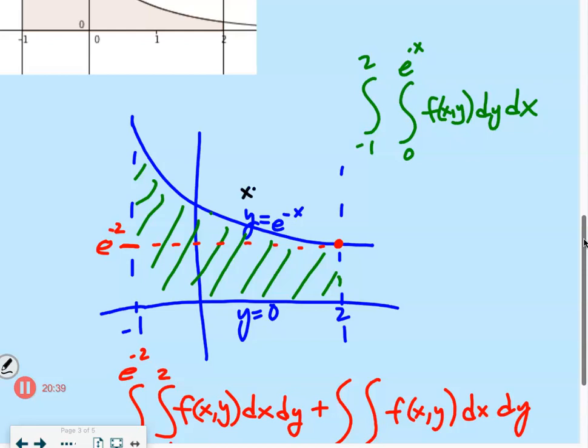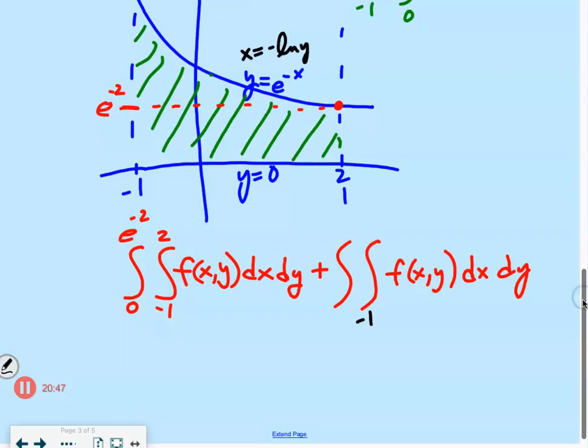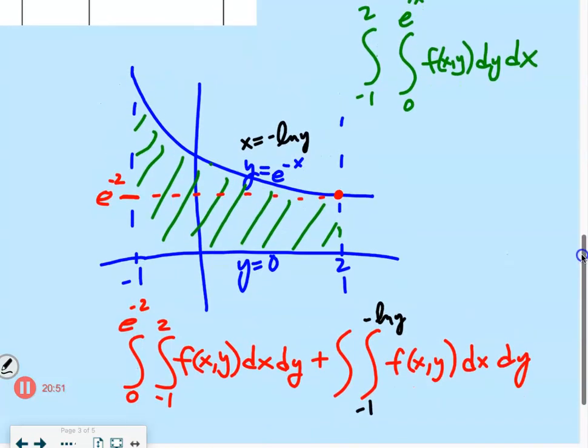So I solve for x. I get x equals -ln y, and that's going to be my new other boundary. So -ln y. All right. For that part of the graph, what's the lower y value? The red line, which is what y value? Yeah, you can say it. e to the -2.